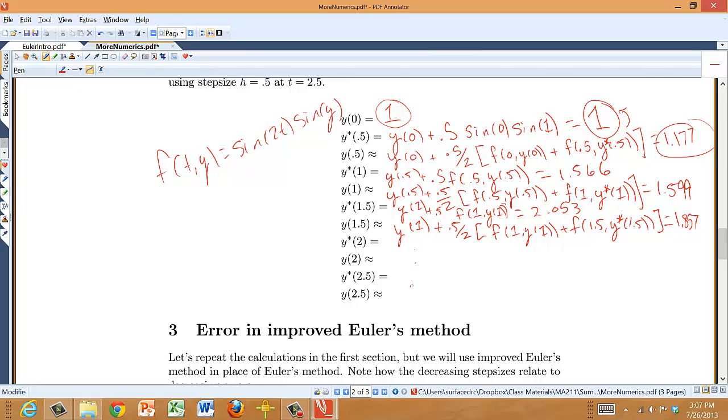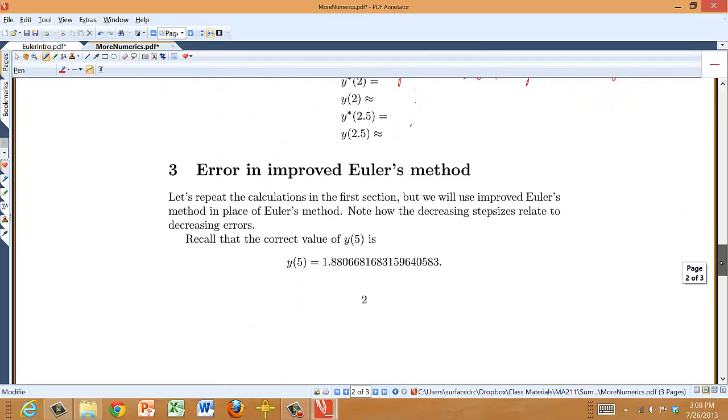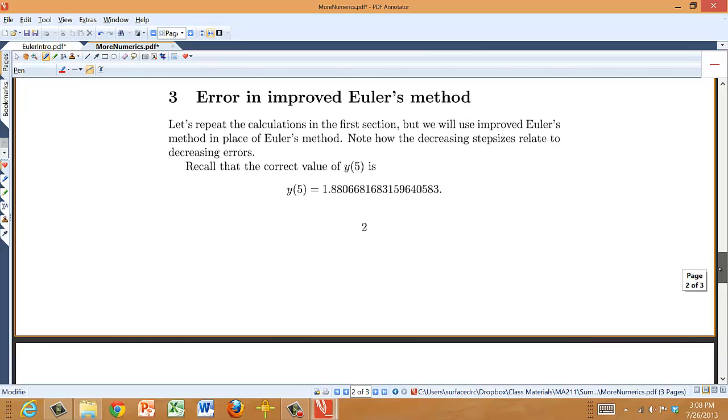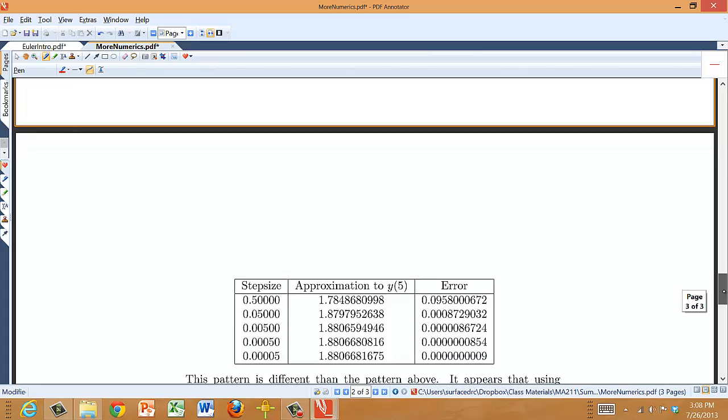And the thing that I want you to know is you need to know how to calculate these things from memory. Okay, so you need to know Euler's method and improved Euler's method. You know what those methods are, and how to use them. Let's see. Now, error in improved Euler's method. So let's repeat the calculations of the previous section. I'll solve the same ODE.